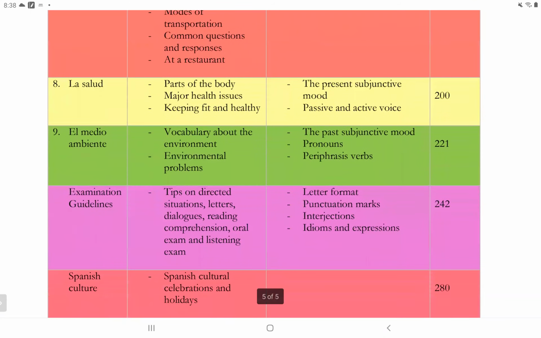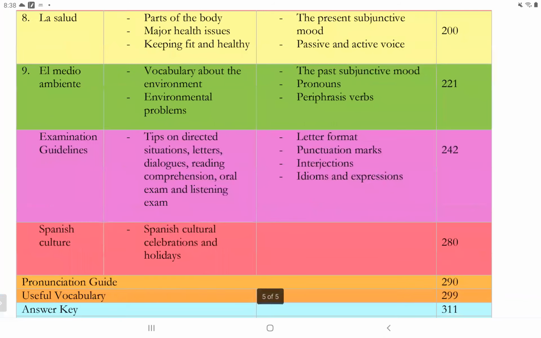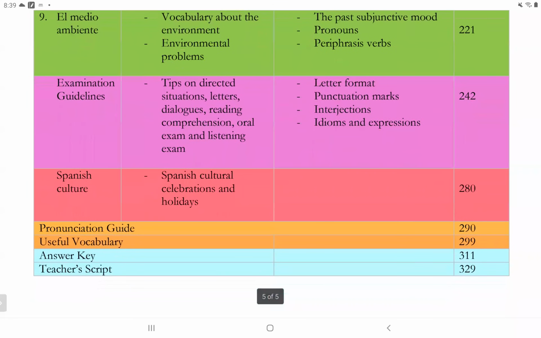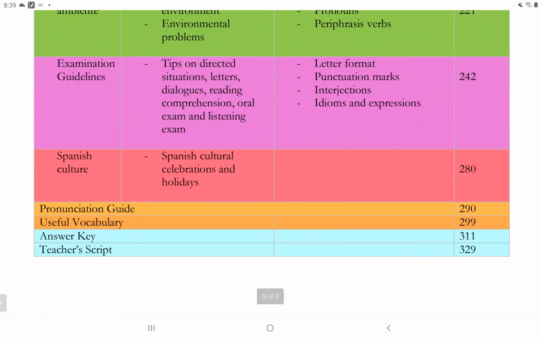deals with the past subjunctive. Chapter 10 or this chapter is the highlights of the text because it gives you examples of the directed situations, examples of letters, dialogues, reading comprehension passages, oral examination, listening exam. Throughout the entire book, you will find a lot of exercises, original exercises. Nothing was taken from any past papers. You would find letter format, punctuation marks, interjections, a lot of idioms to use in your essays. There's a section on Spanish culture. There's also a pronunciation guide, a list of useful vocabulary.